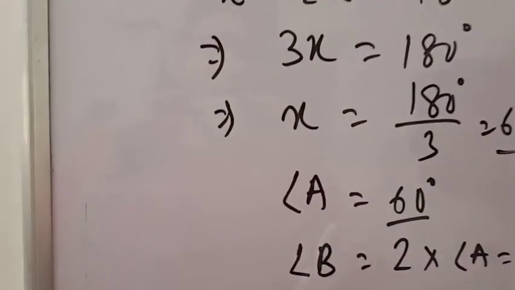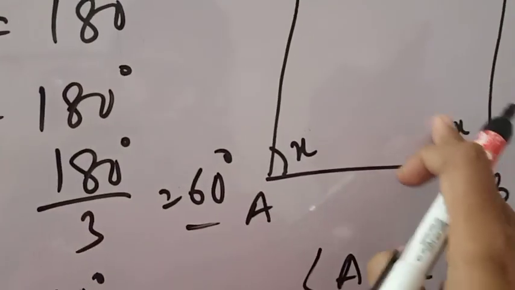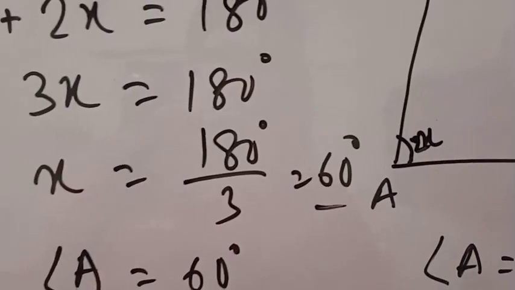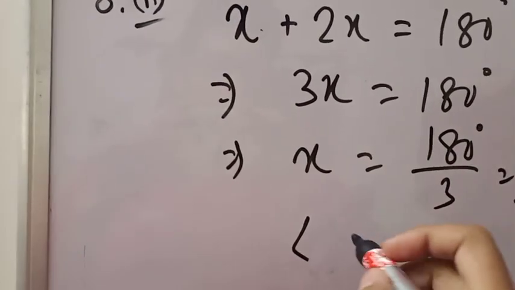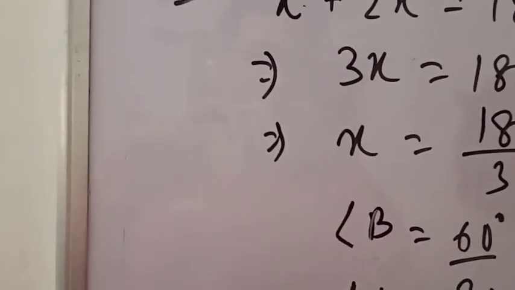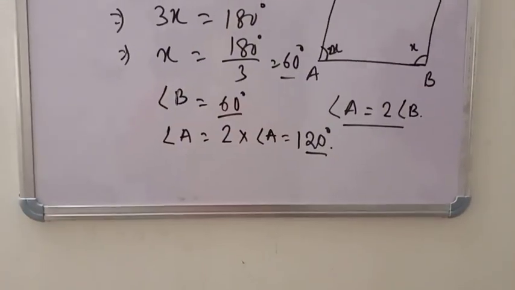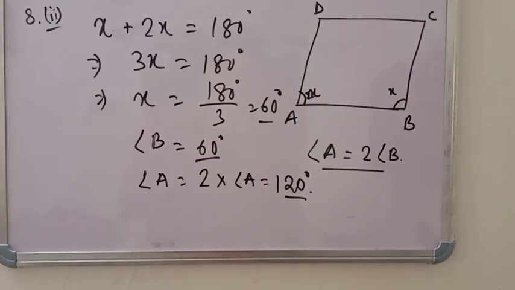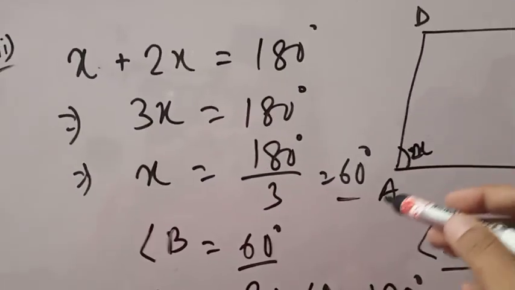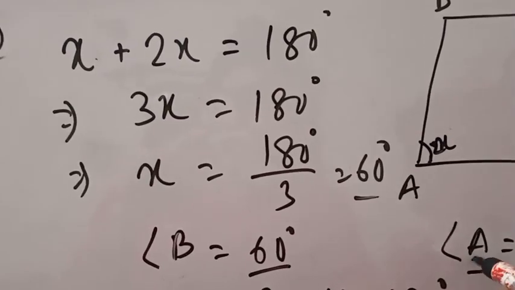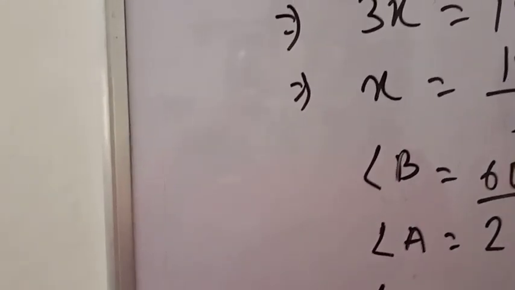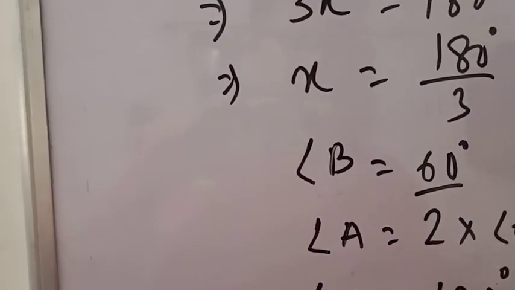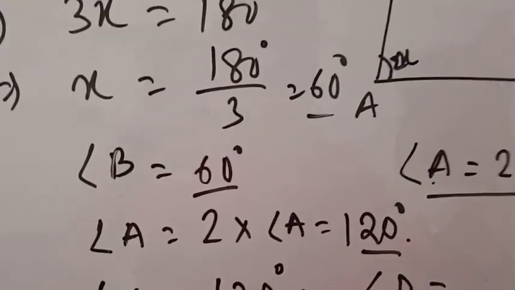So here, if we take this angle as x and this as 2x, this remains the same. If this angle B is x and A is 2x, then we can write B equals 60 and A equals 120. Okay. So B equals 60 and A equals 120. Similarly, we can write that angle C equals angle A, that means 120 degree, and angle D equals angle B, that is 60 degree. Okay.